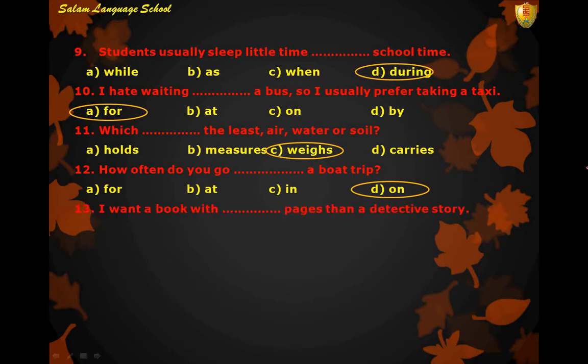Number 13. I want a book with blank pages than a detective story. We said that example before. Fewest, less, least pages than a detective story? Of course, pages is a countable word, so we'll take fewer pages than, fewer than.